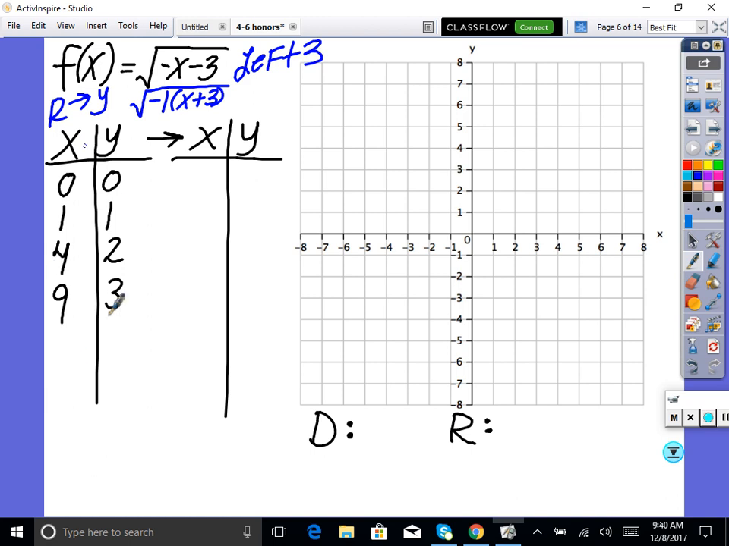Here are my parent function points. If this is reflecting over y, doesn't that need to change my x values to be opposite? So you would take your x values, multiply them by -1, and then after that, are we going to subtract 3 off of them? Okay, here we go. You guys tell me.